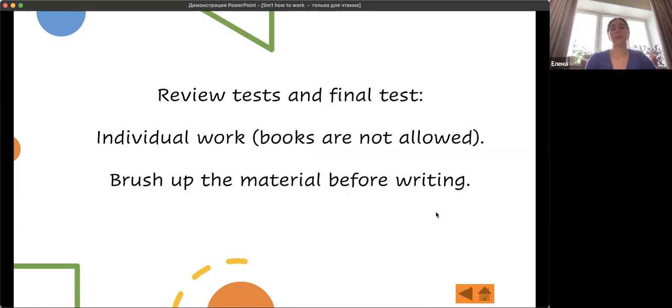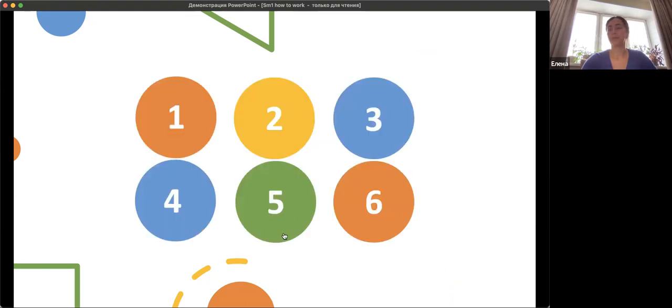Review tests and final tests are much more complicated. Here it's only individual work, and we don't let our students use books. We have to brush up the material before writing, so maybe in the previous lesson or at the beginning of this lesson, we need to give them some help. So this was about tests and dictations.